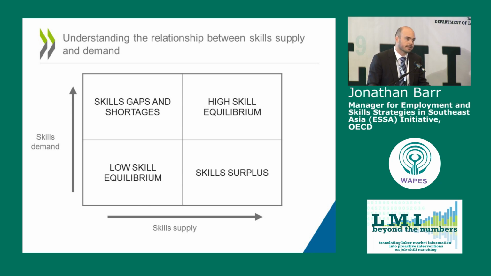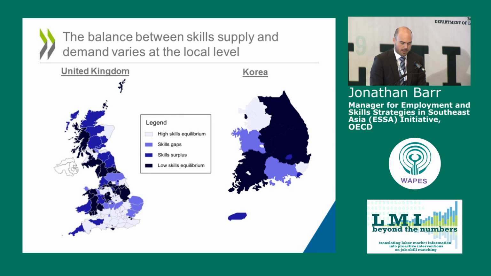And then there's skills gaps and shortages. So this is where employers are demanding a higher level of skills and not finding that. So what we've been doing over the past few years is mapping countries at the subnational level to look at where regions fall within this typology. So here you can see an example of two countries. We've actually done this analysis for all 34 OECD countries. But I've chosen the UK and Korea here to give you an example.